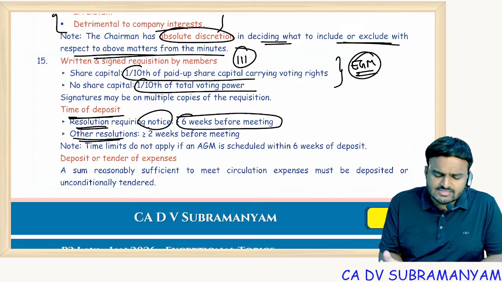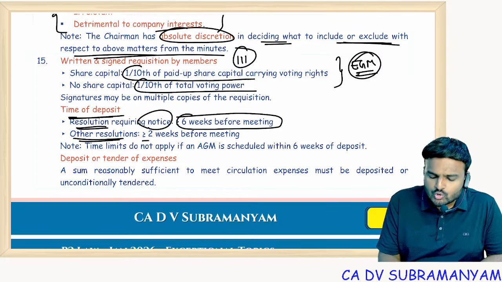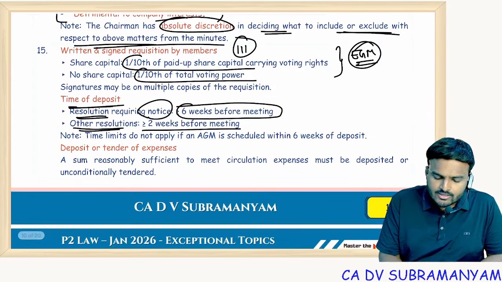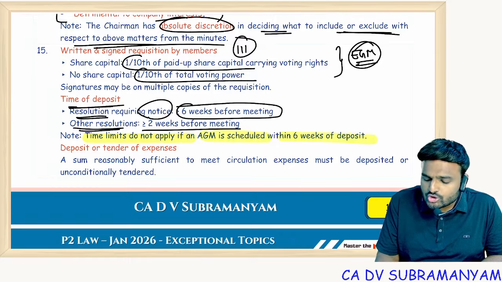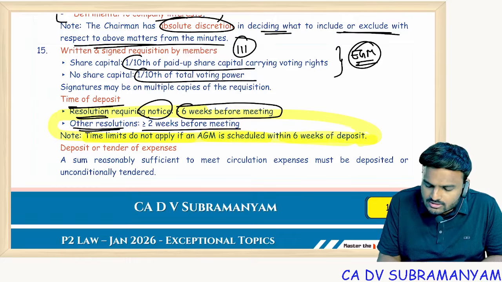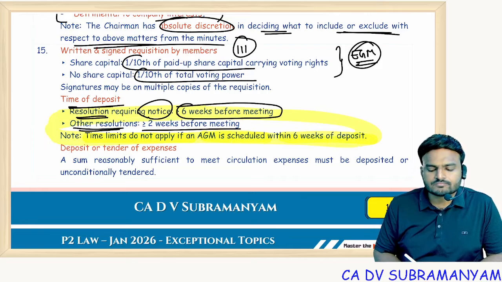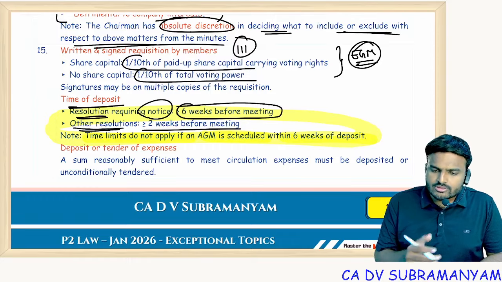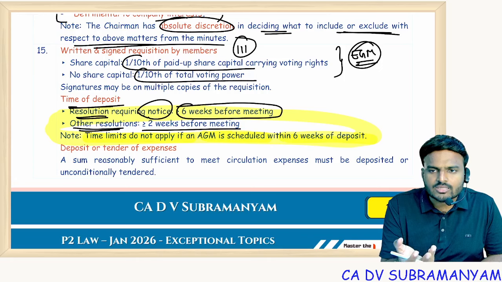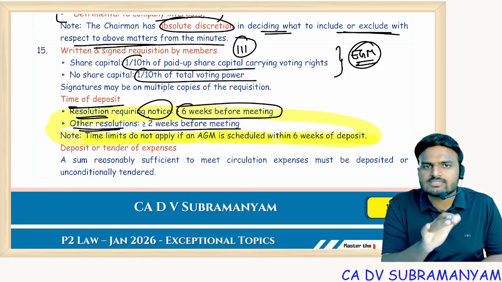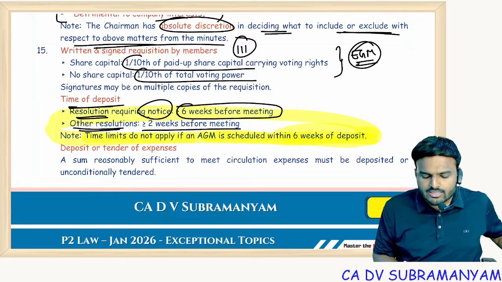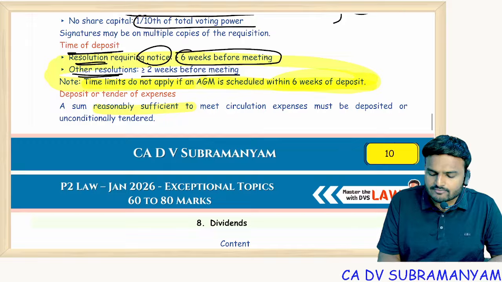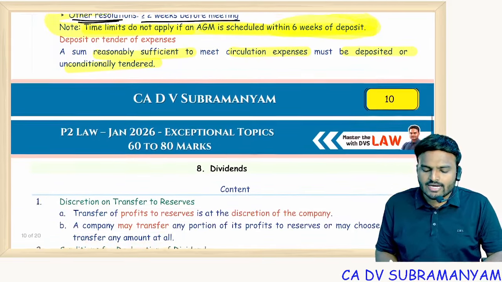For only discussions, no need of resolution, 2 weeks before meeting only notice shall be deposited with the company. Time period is 2 weeks before meeting. But time limit do not apply if an AGM is scheduled within 6 weeks of deposit. This is exceptionally tricky point. Generally, notice requiring resolution 6 weeks before meeting you have to deposit with company, but you gave a requisition to the company. Now company conducted a meeting within less than 6 weeks. Now in that case, 6 weeks time period applicable or not applicable? Not applicable. Deposit or tender of expenses, some reasonably sufficient to meet circulation expenses, must be deposited or unconditionally tendered.